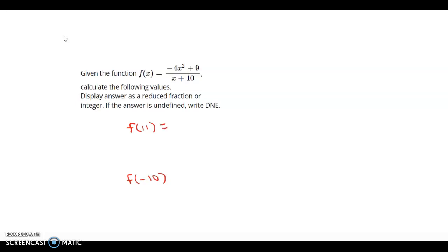So what I'm going to do is just write this whole function and just leave the x blank, and then over blank plus 10, and we know 11 will go in that spot. So let's do the numerator and then we'll do the denominator. So we want to do order of operations, right? So please excuse my dear Aunt Sally. So here we can see exponents will come before we multiply.